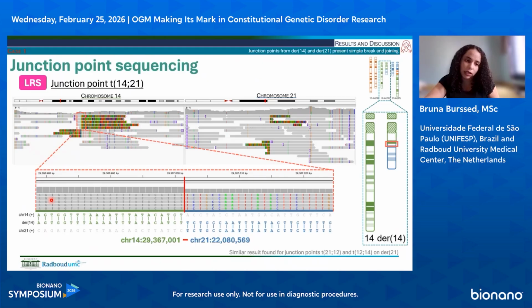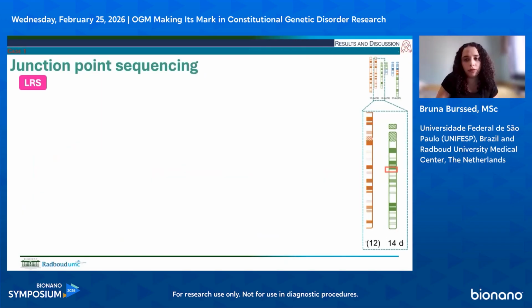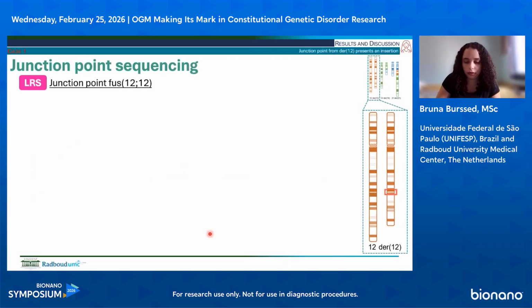So here we see in green the region of chromosome 14, and in blue the region of chromosome 21. These two regions don't join together with a simple break and join. Here we see the precise breakpoints. A similar result was also found for both junction points in the derivative of chromosome 21. But for the derivative of chromosome 12, we saw something a bit different.